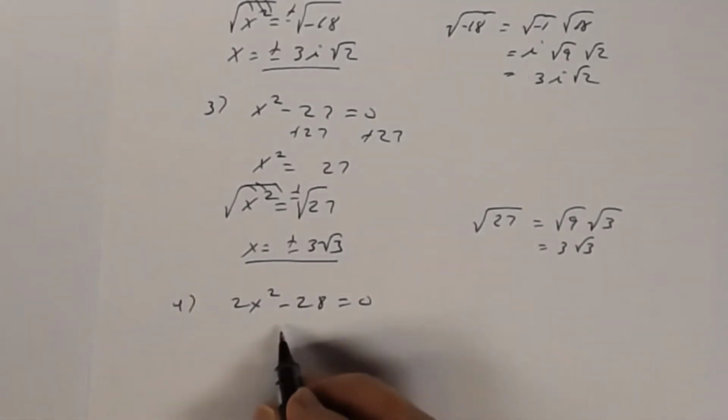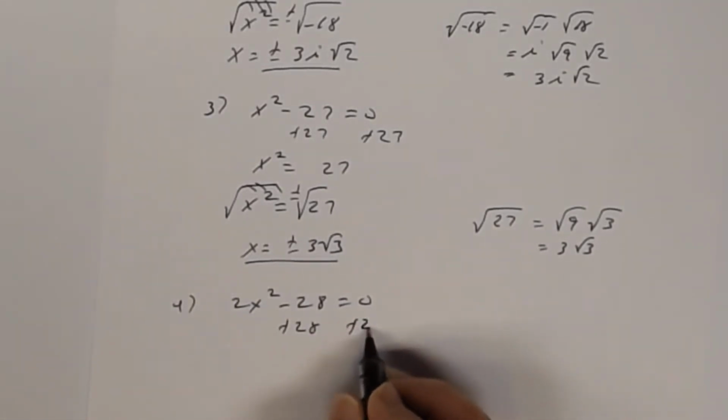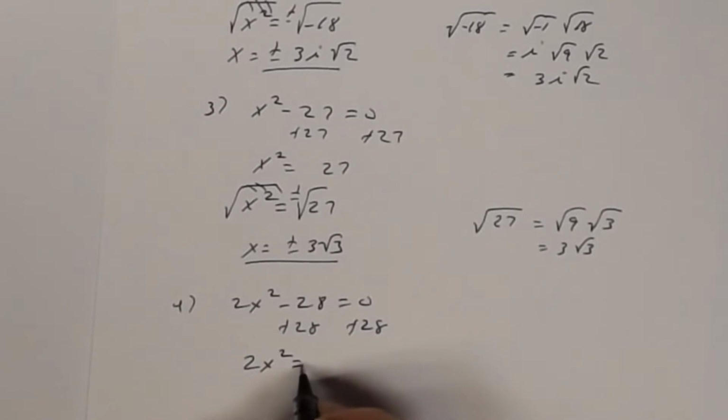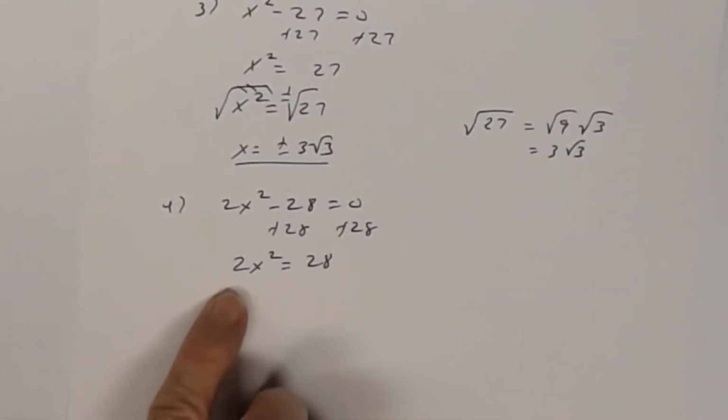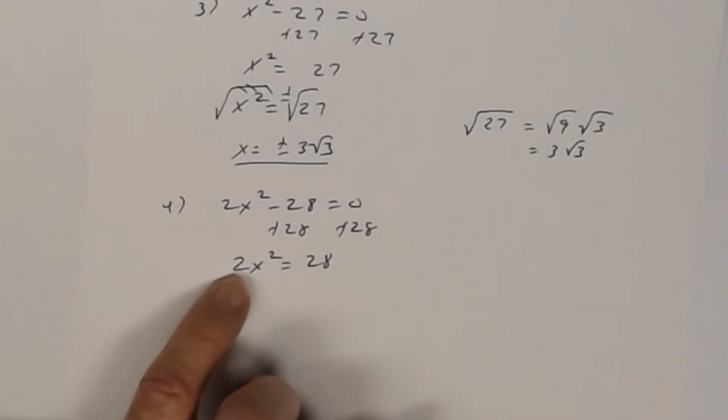So first of all, I'm going to add 28 to both sides, and so I get 2x squared equal 28. And now I'm going to divide by 2. Okay, don't take the square root of both sides. You're going to mess up if you do that. Most students at this point do have an issue if they go ahead and take the square root of both sides. They're going to make a mistake.